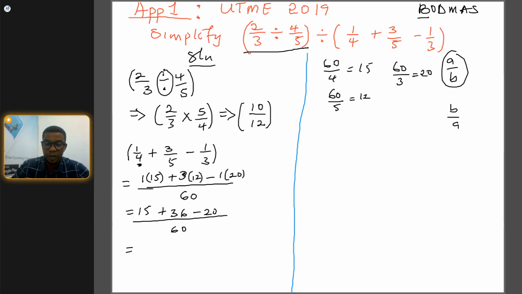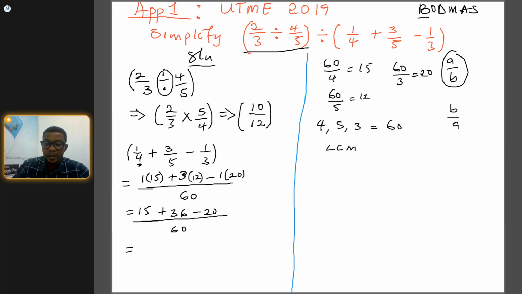I will attend to your question right away. So how do we get 60? We have the denominators 4, 5, and 3, and we are asked to find the LCM of these. LCM means the lowest common multiple. So the lowest common multiple of 4, 5, and 3 should be 60.